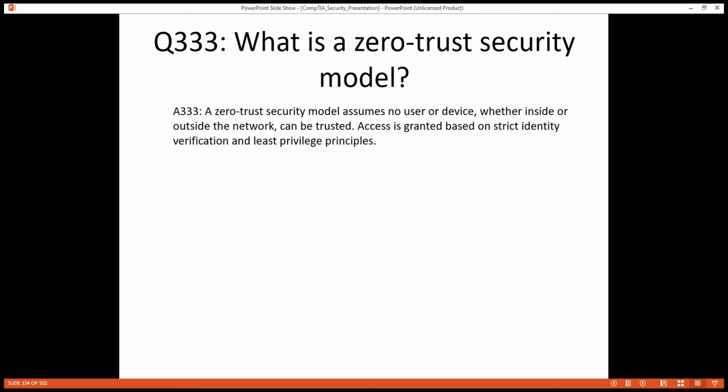Q333. What is a zero trust security model? A333. A zero trust security model assumes no user or device, whether inside or outside the network, can be trusted. Access is granted based on strict identity verification and least privilege principles.